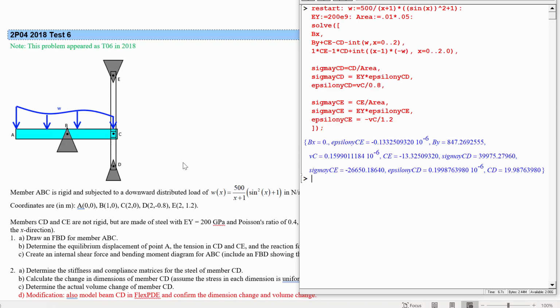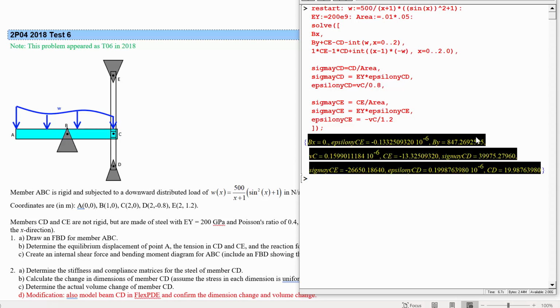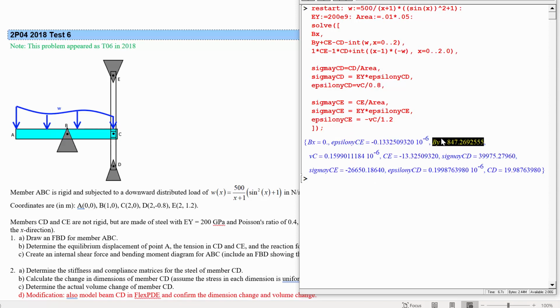Let's explore this. So we've got a force in the y direction at B, which is 849, and CE is actually very small. It looks like this one is compressive, so that means CD definitely has to be tensile. It is, and not very much. So the fact that By is most of everything here means that we've got most of the force just supported by this pin, right? So this pin is dealing with almost everything in this distributed load, right?